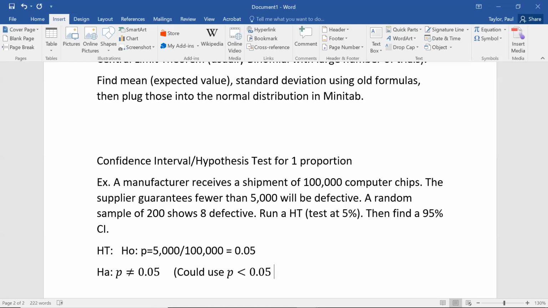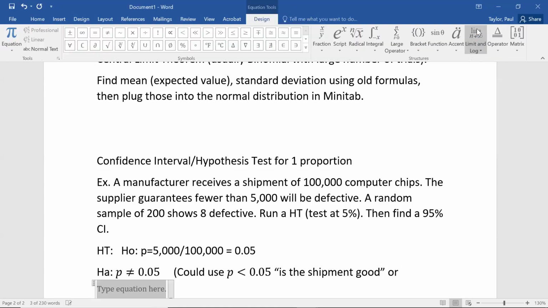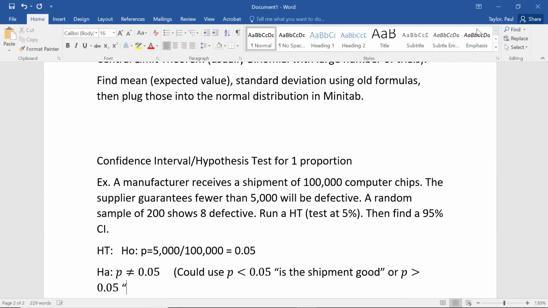So this is the same as, is the shipment good? Or I suppose we could make an argument for making the alternative hypothesis P greater than 0.05, which is a way of saying, is the shipment bad?